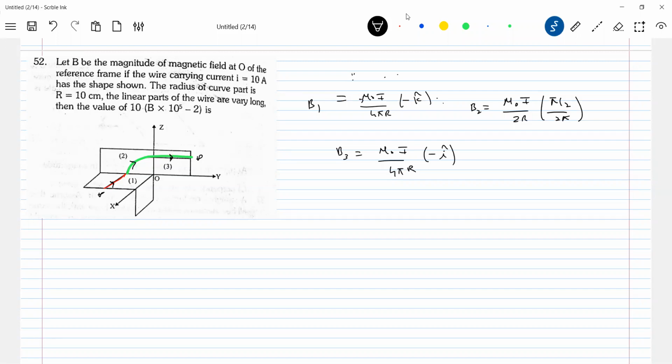It should be directed along the x minus y plane, no? And it will make an angle of 45 degrees here. So the B2 bar we can now define as B2 cos 45 minus I cap, B2 sine 45 minus j cap. So this you simplify. This will be mu naught I, pi will get cancelled, so mu naught I over 8R.